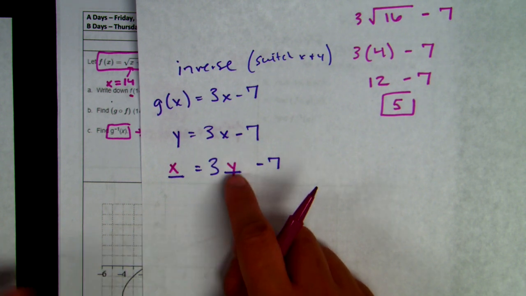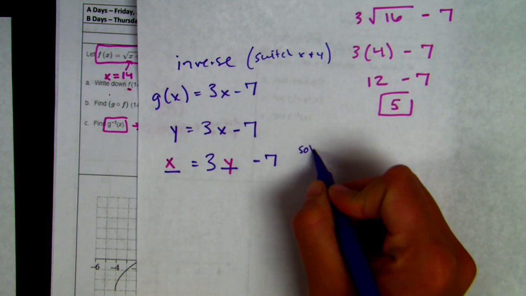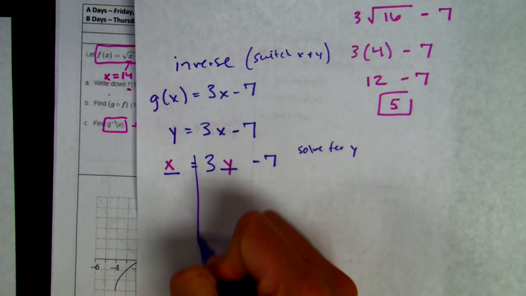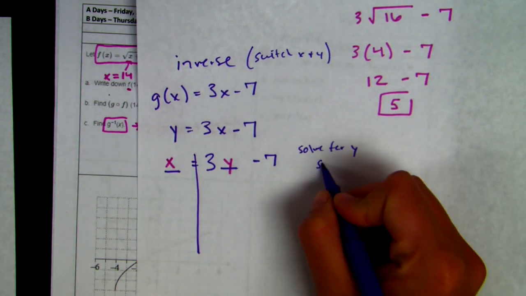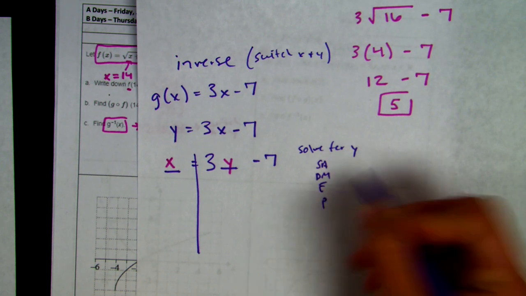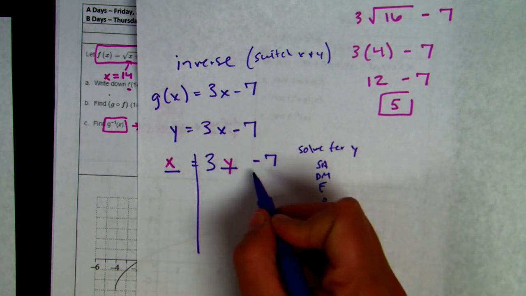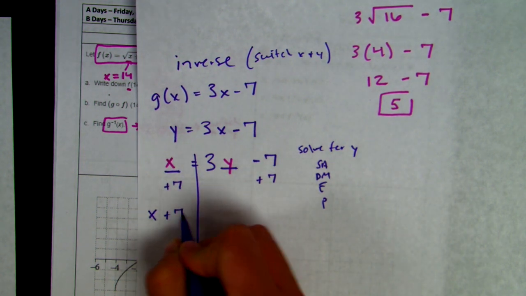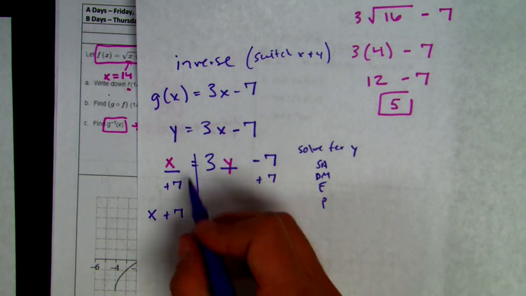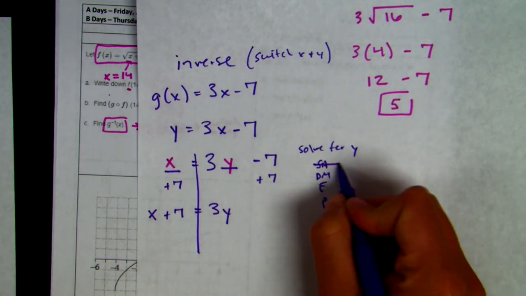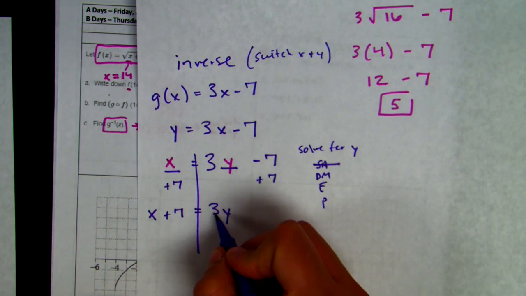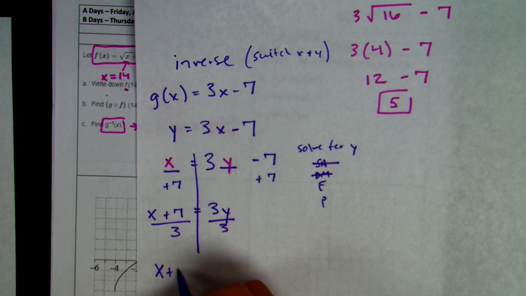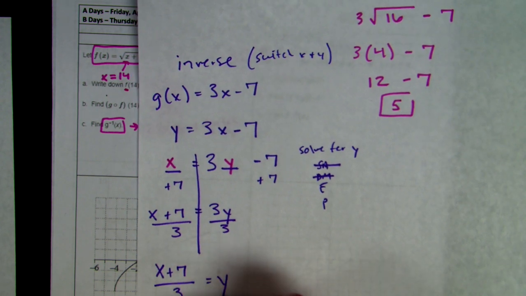Then I'm going to solve for y or get y by itself. If I am solving for a variable, I'm using reverse order of operations. First thing I check for is addition or subtraction. I see subtraction here, so I'm going to add 7 on both sides. That's going to give me x plus 7. These are not like terms, so they cannot combine. Equals 3y. Next thing I check for is division or multiplication. Well, I see times 3 here, so I know I can divide by 3 on both sides. So I end up with x plus 7 over 3 is equal to y.